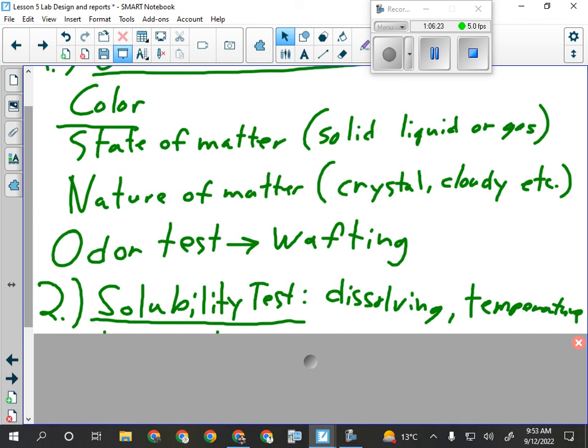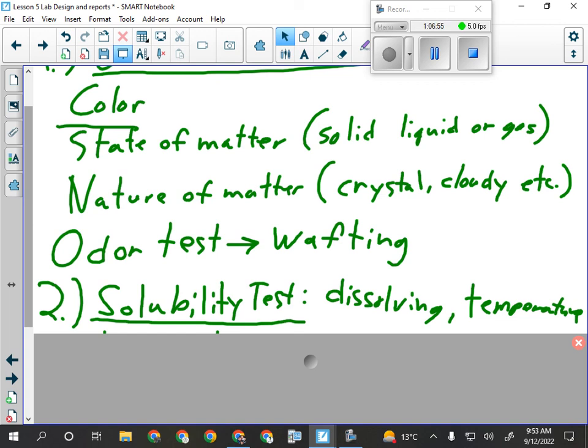If I'm talking about using a small container, maybe add this much of the material and this much water and then mix. In fact, for us, we want to observe not only whether it dissolves, but also if there's any temperature change. So that's going to require using a thermometer and having a thermometer in the material as the water is being added. These are all important details that need to be described when we're writing our procedure.